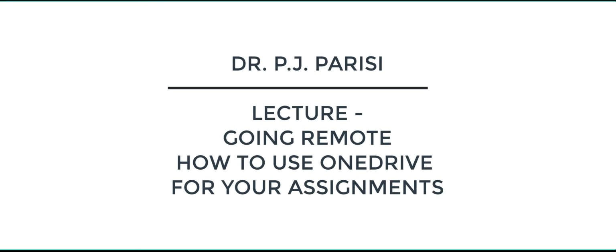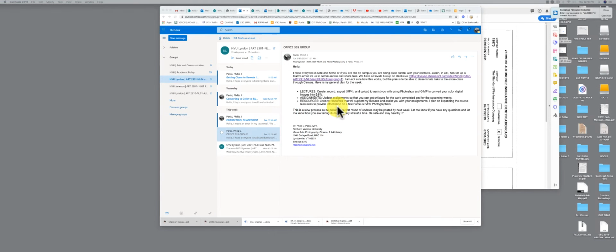What we're doing here is, I'm going to show you how to upload your assignments to your OneDrive and be able to then give me access to the link that you're going to upload and copy and paste to an assignment. To begin with, you need to have Office 365 loaded onto your computer.